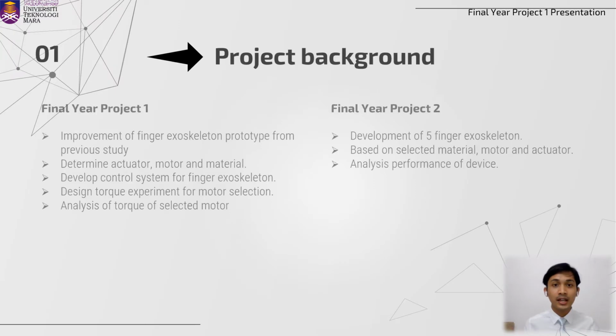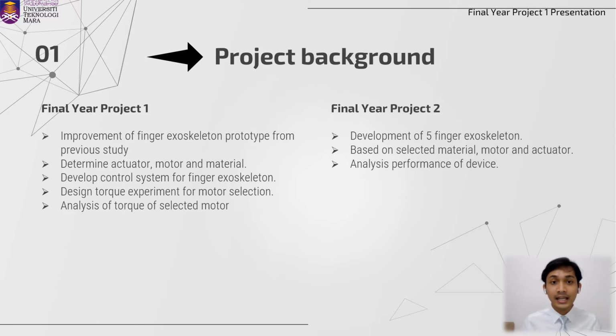So basically what I did in my final project 1 is improve the finger exoskeleton prototype developed from previous study. Then I determined the actuator, motor and material for fabricate the device. After that, I developed a control system for the device. Then after I select the motor for actuator, I need to analyze the torque first. Before I analyze the motor, I've designed the torque experiment for motor comparison from previous study.